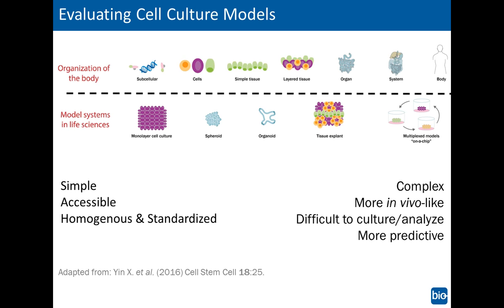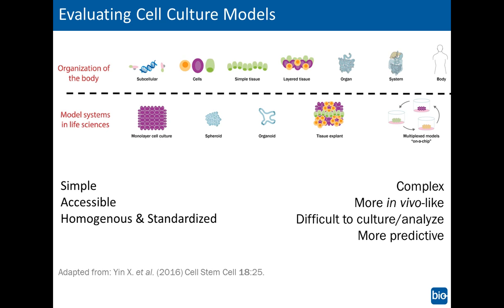So this slide illustrates on the bottom, the stretch of cartoons there, the types of model systems in life sciences that are currently being used for disease modeling and toxicology modeling. And this is juxtaposed to the complexity of the human body on the top. So with more simple systems on the left, like monolayer cell cultures, to more complex systems on the right, such as multiplexed organ-on-a-chip models.